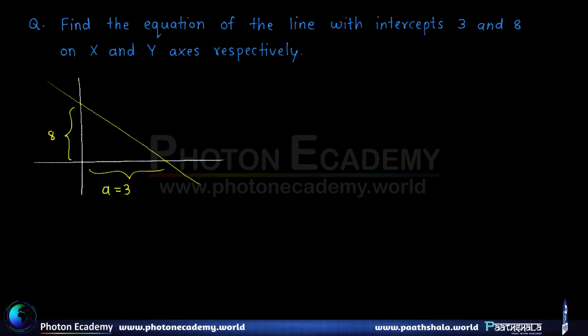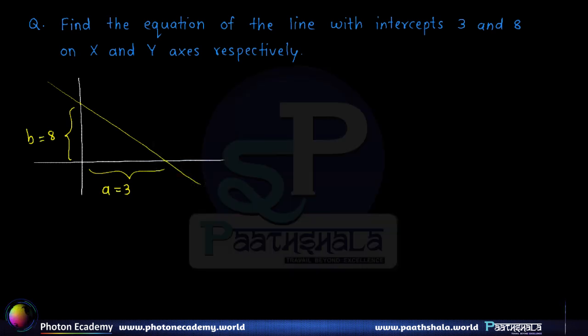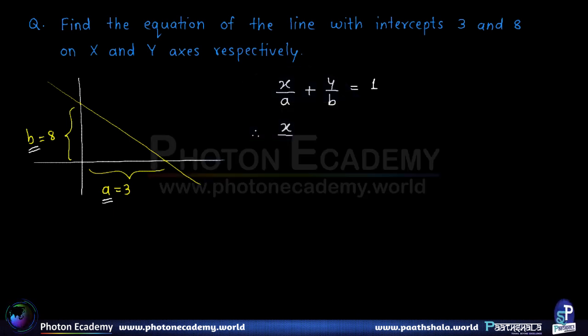Now if you remember, we have a particular form that is called as a double intercept form of the equation of the line. So if small a is the x-intercept and small b is the y-intercept, then the equation of the line is given as x upon a plus y upon b is equal to 1. So clearly substituting the given values here, we have x upon 3 plus y upon 8 equal to 1.